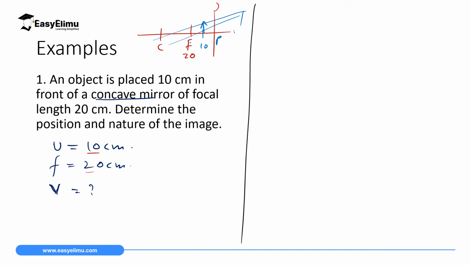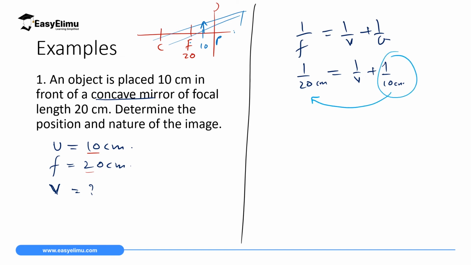That's what we expect. So if we now use our mirror formula, 1 over F is equal to 1 over V plus 1 over U, then in this case, since this is a concave mirror, F is positive. It's going to be 1 over 20 centimeter is equal to 1 over V plus 1 over U, where U is 10 centimeter. Now, we will bring like terms together. This we bring to the other side. Then we will remain with 1 over V is equal to 1 over 20 centimeter minus 1 over 10 centimeter.